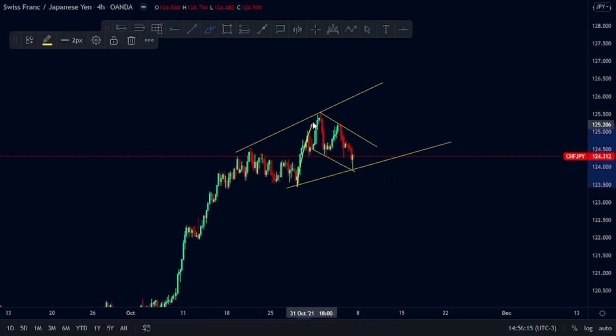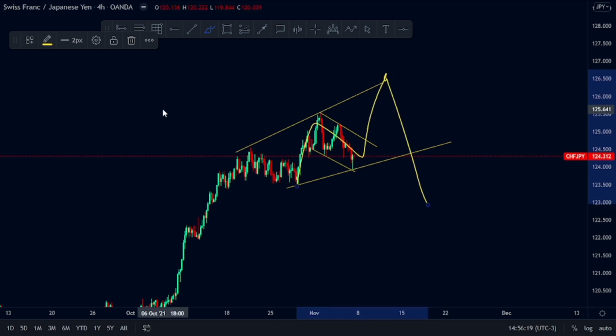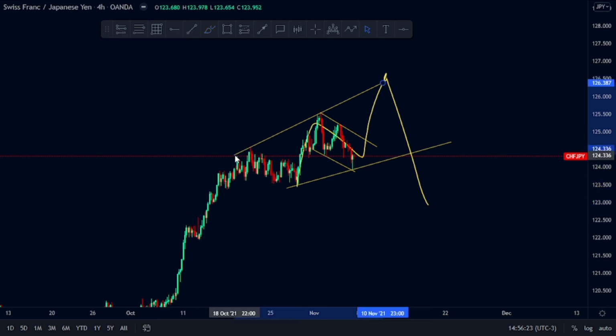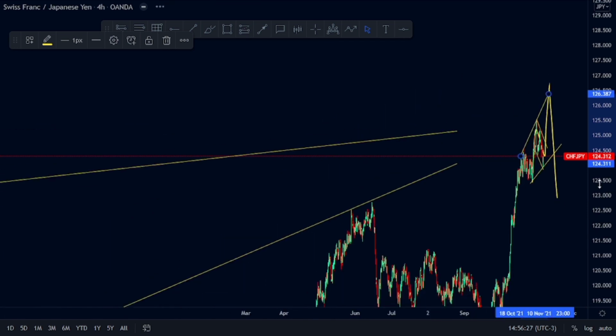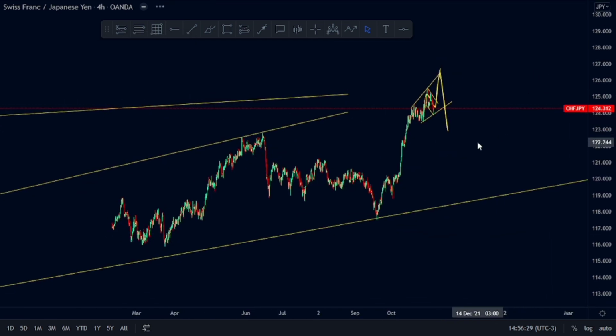Why? We're having what? An impulse correction. We're expecting what? An impulse and a drop from there, giving us this price action as a pattern extension, before it can drop. So it's a matter of waiting and reading what the market is telling us. So Chfjpy, you're looking for selling opportunities. Gbpjpy, you're looking for selling opportunities.